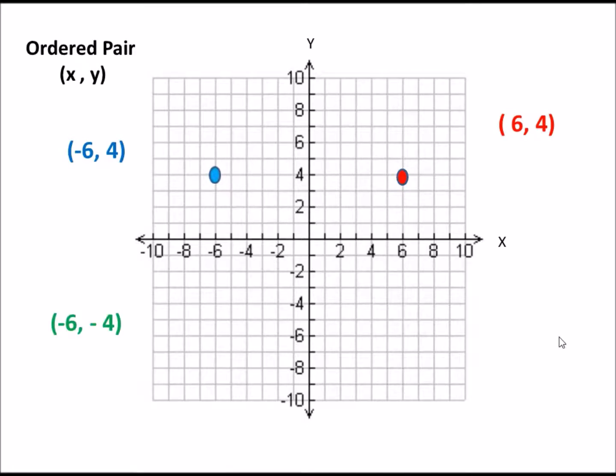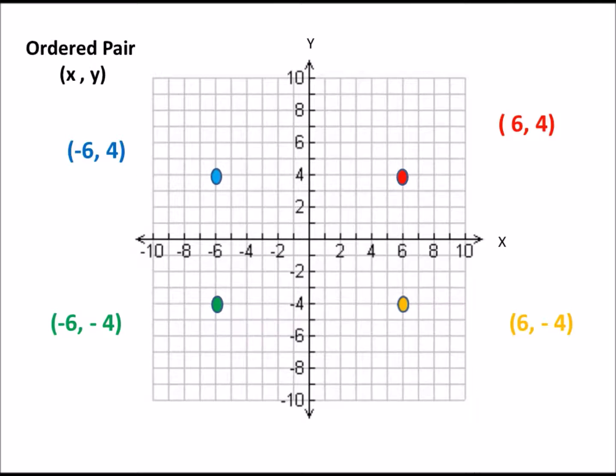Let's go to another example, which is negative 6, negative 4. Let's start from the origin, and then we're going to go negative 6 on the x-axis, and from there we're going to go negative 4 on the y-axis. So from there we're going to land right there. And then the last quadrant, which is 6, negative 4. Starting from the origin again, we're going to go 6 on the x-axis, and then negative 4 on the y-axis right there. Oh, it's a little short. From there, that's going to be our last point.